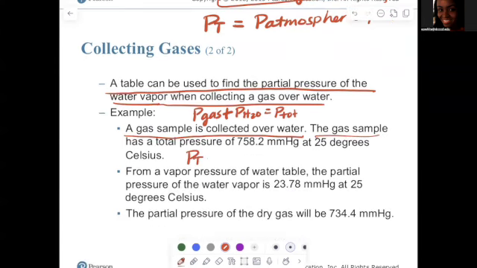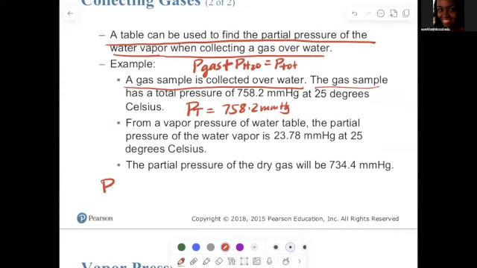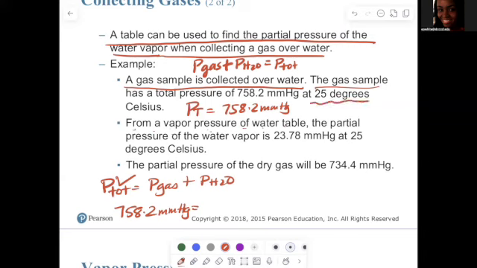Total pressure of 758.2 millimeters of mercury. Okay, so we know P total equals P gas plus P water. We're told that P total is 758.2 millimeters of mercury. So we got this one here. From the vapor pressure of water table, we're told the temperature was 25 degrees Celsius. From the vapor pressure of water table, the partial pressure of water vapor is 23.78 millimeters of mercury at 25 degrees Celsius. Okay, let me scroll down for a moment, y'all, so you can see what they're talking about.